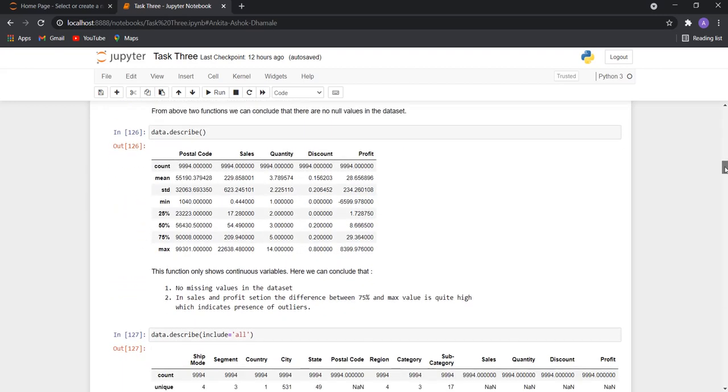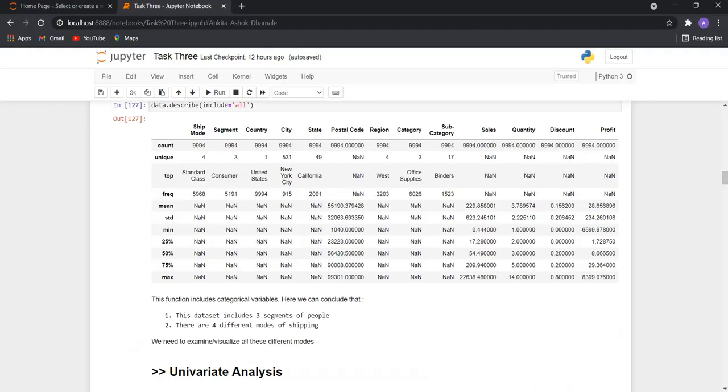Next, using data.describe, I am getting some more in-depth information of the dataset, where the main thing to observe is that the max value and the 75% value of sales and rate vary with a large difference, which means there's a presence of outliers. With the help of the include all attribute, we get categorical variables, which clearly tells us that there are 3 different segments of people and even there are 4 different shipping modes. So further we need to analyze them.